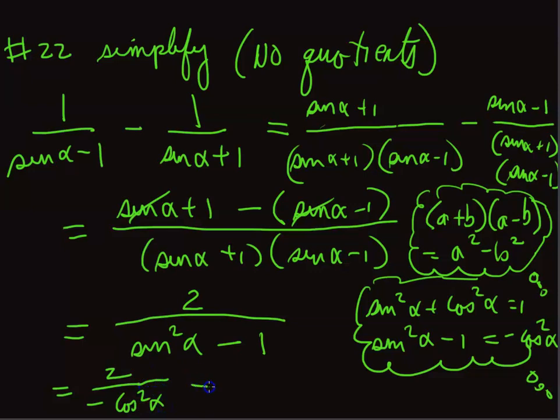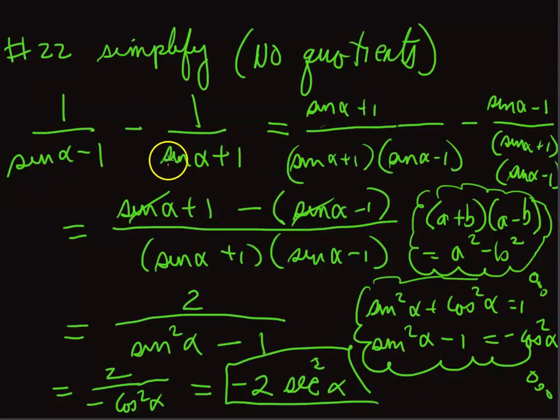Well, we're not supposed to have quotients. So what is 1 over cosine? Well, that's the same as a secant. But we need the negative, we need the 2, and it's not just secant, but secant squared alpha. That is our final answer. And what they're trying to get you to do with these problems is be able to combine things with your trig identities, get it down to just one trig function maybe.